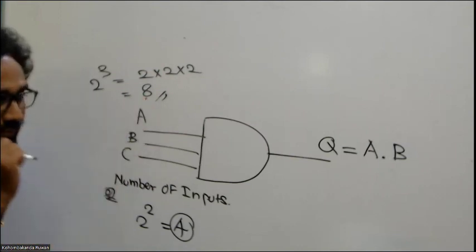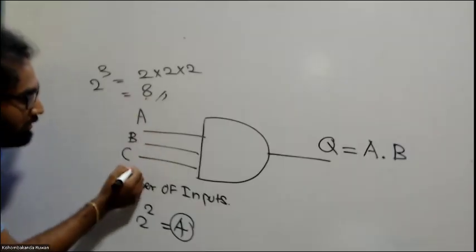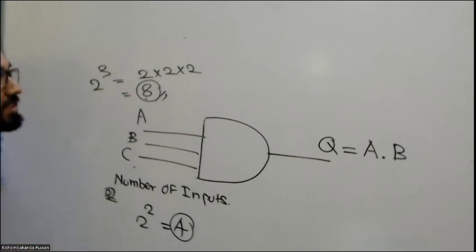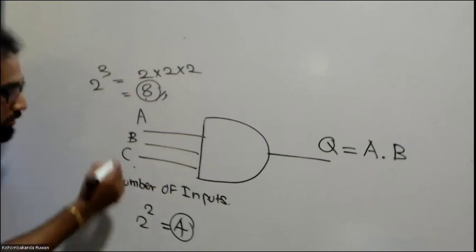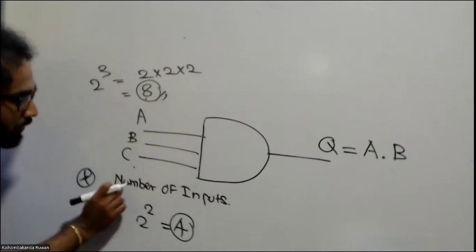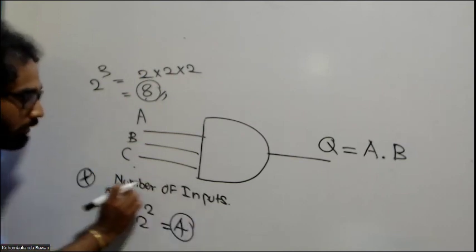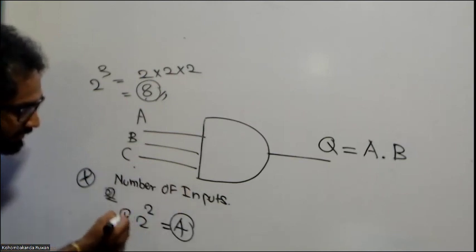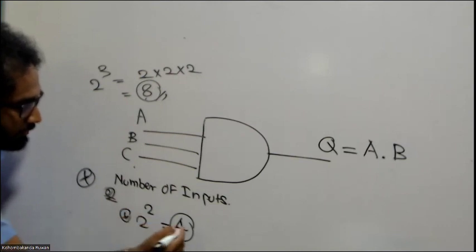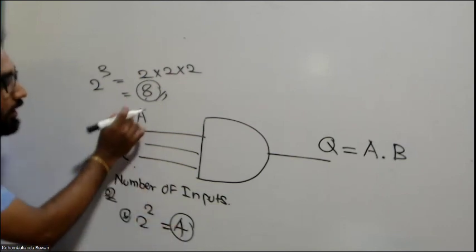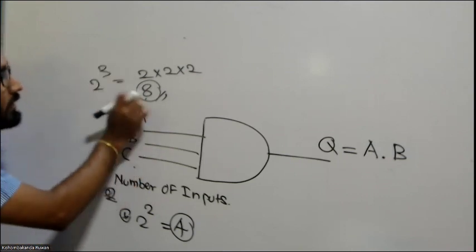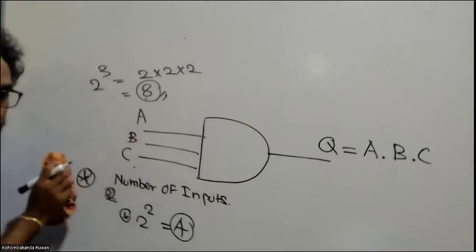Just remember that, right? If you have 3 inputs here, then how you can find the number of states? This is the formula you can use: 2 to power number of inputs. According to these situations, we had 2 inputs in the first example, 2 to power 2, that means 4 states. If you have 3 inputs, 2 to power 3, that means 8 states. I will erase now.